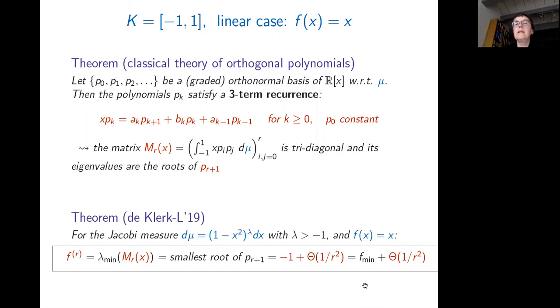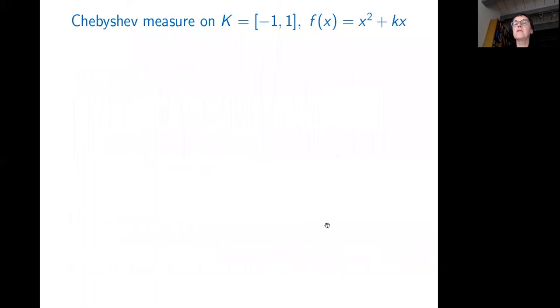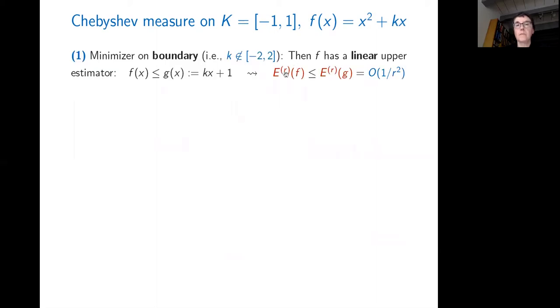Okay, so this is dealing with the case when f of x is x. Let's go to f of x is quadratic of the form, say, x squared plus kx. Two cases. Either the minimizer is on the boundary of our interval, and then it's easy again because we can find a linear upper estimator for f.